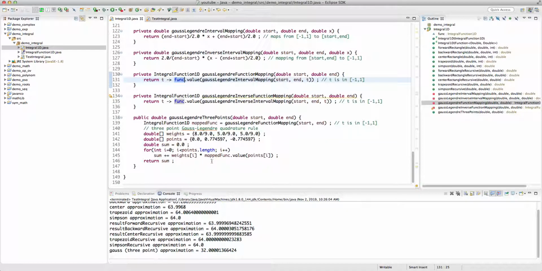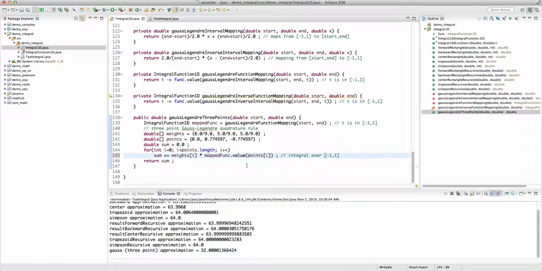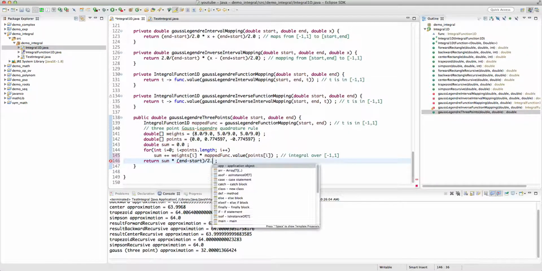Oh, that's because, okay, sorry. That's because this sum gives the integral. When we did the mapping, we mapped it, but this sum is the integral over basically -1 to 1. And if you recall here, we had this factor b minus a over 2, right? So we have to scale the calculated integral by this factor. So I have to return this sum times basically end minus start over 2.0.